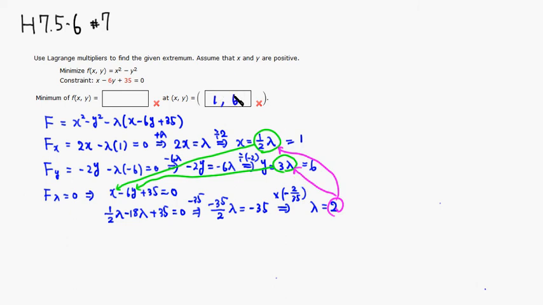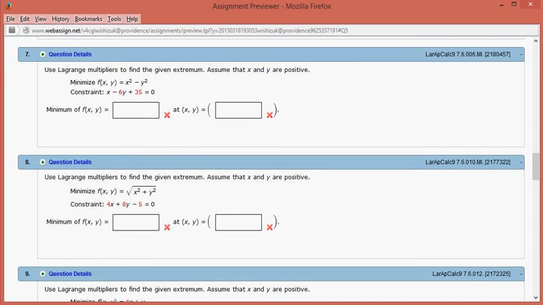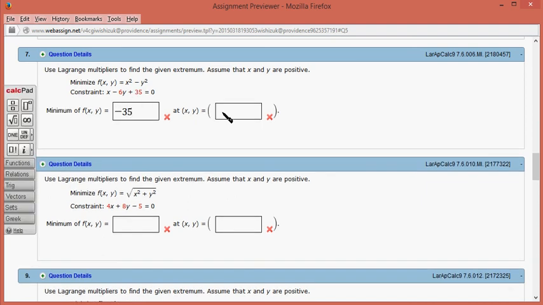So we know that x is going to be 1 and y is going to be 6, and the function value f of 1 comma 6 is equal to 1 squared minus 6 squared. So it's going to be 1 minus 36, which is negative 35. So let's type it in. We got negative 35 as the smallest value, at 1 comma 6.